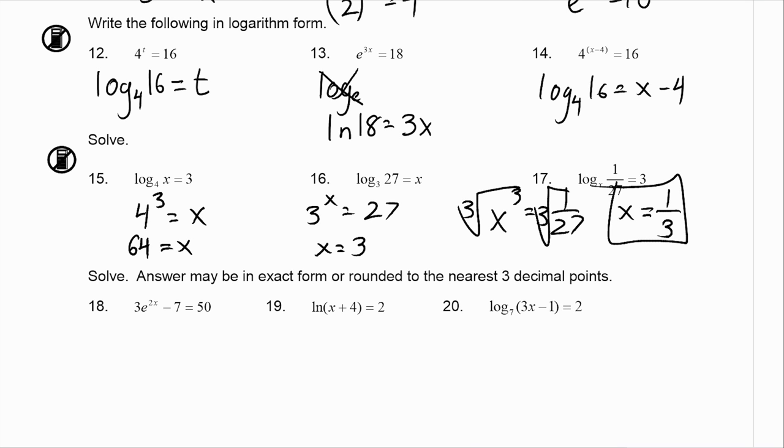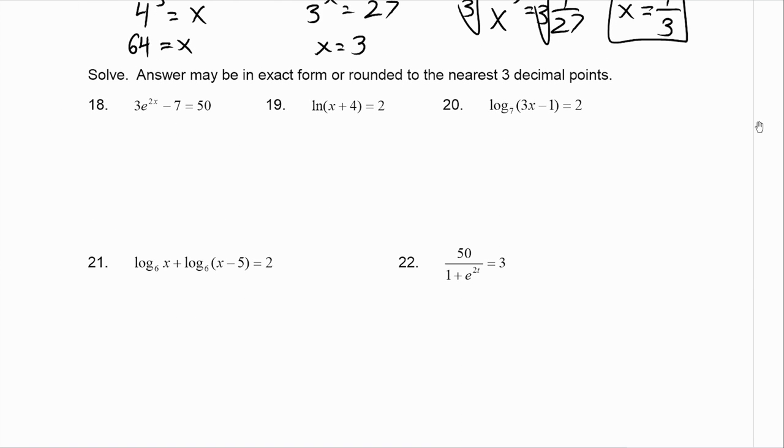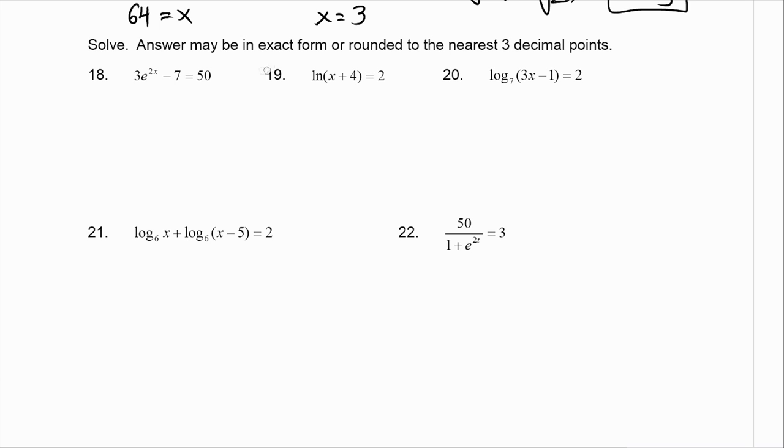Now moving on to these last problems, I'm going to solve in the exact form. But if you do not want to use the exact form, you can always round to 3 decimal places by taking the value that I get at the very end and converting it into a decimal. So I'm going to give you guys the exact answer. I'm going to work them out without actually using a calculator and then go from there. The first thing I do, I see this minus 7. I'm going to add 7 to both sides, so I get 3 e to the 2x is equal to 57. Divide both sides by 3.